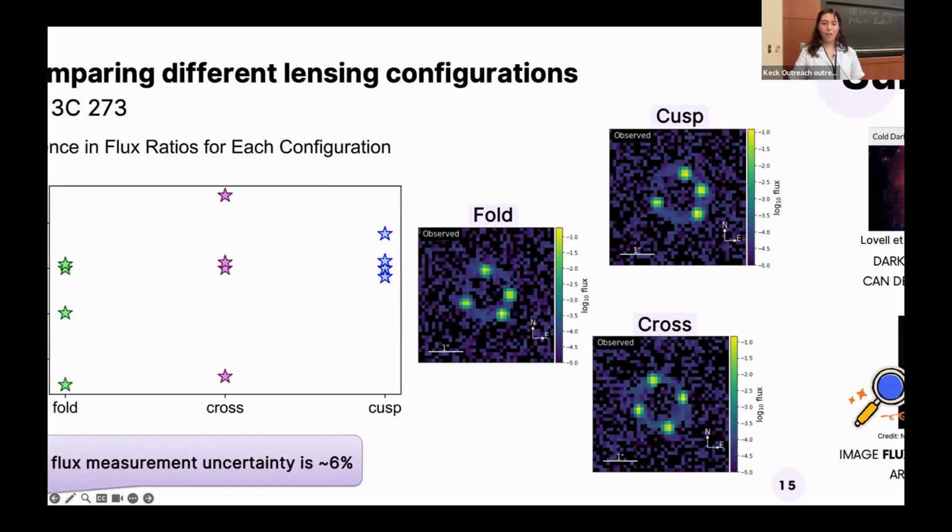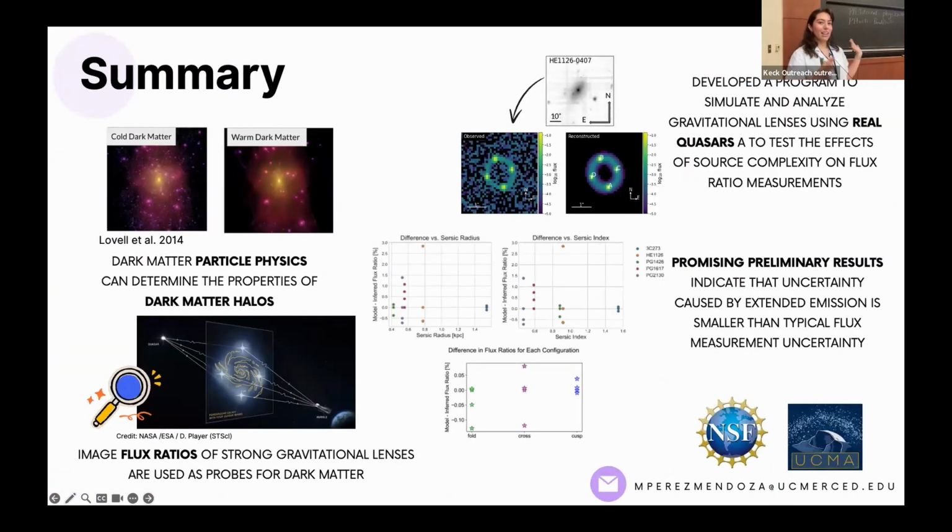So, to summarize, I've created this awesome pipeline that allows us to generate realistic lenses using real narrow-line regions and analyze them. We see that the extended emission doesn't affect as much as we feared, which is really exciting, because that means that even if we do see it, we're now able, with my pipeline, to fit it, and it doesn't end up affecting the flux ratios that we measured.